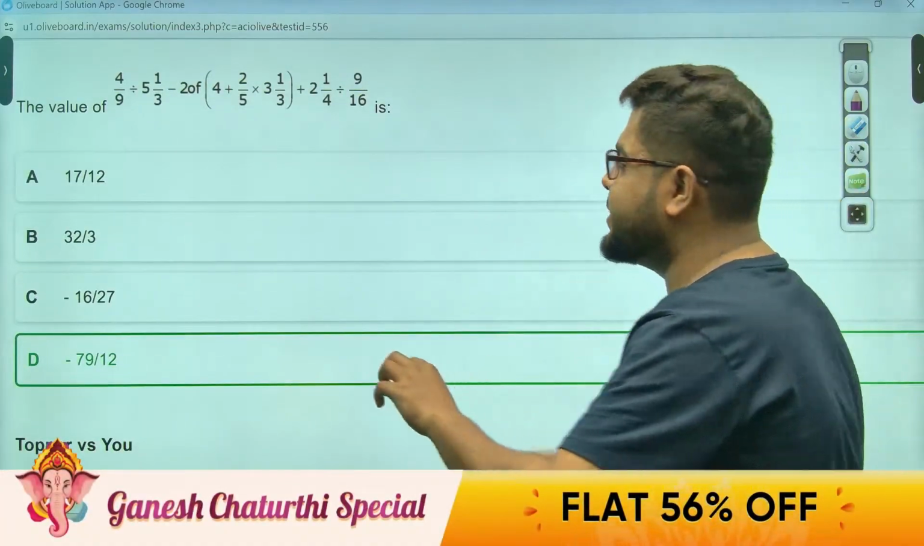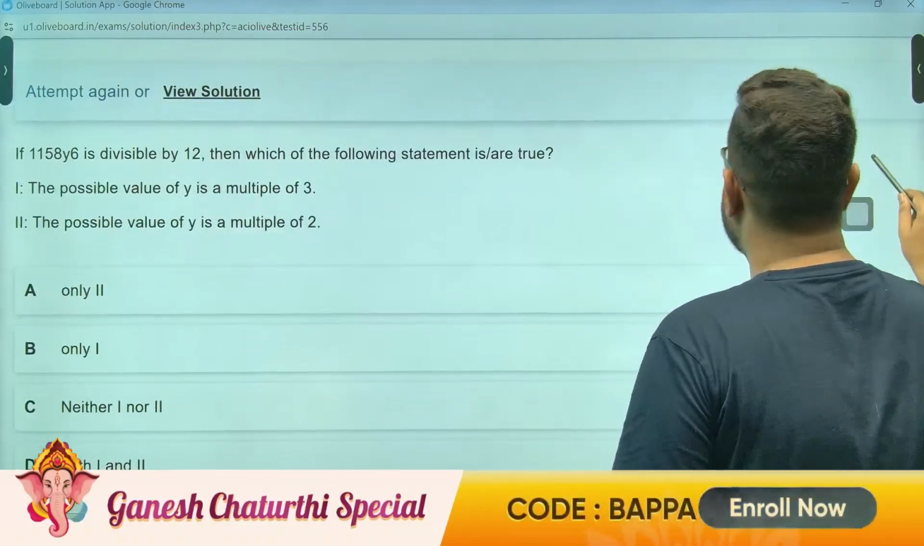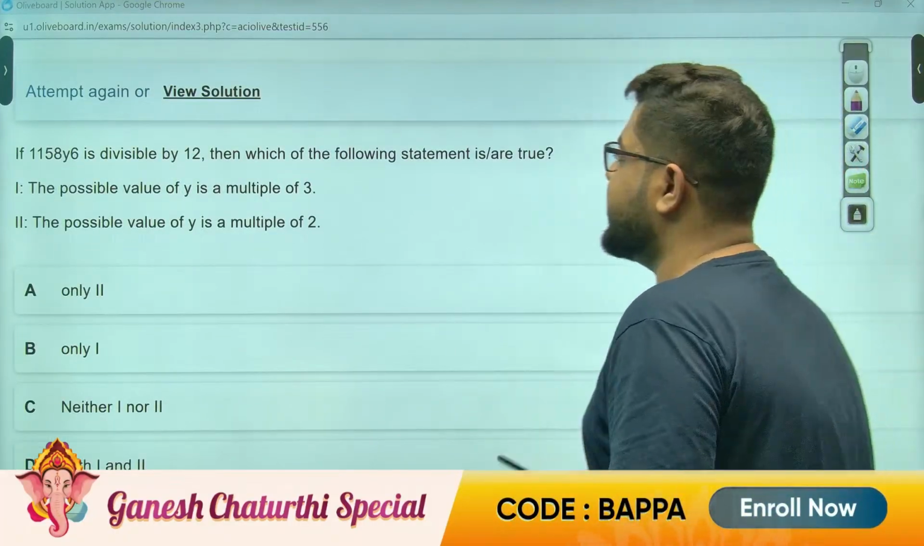Just use some common sense. Use some common sense, sir. That's all. Next one, sir. Divisibility again.